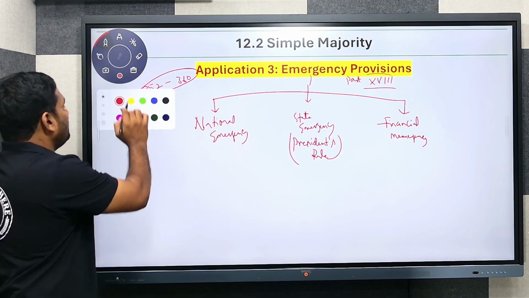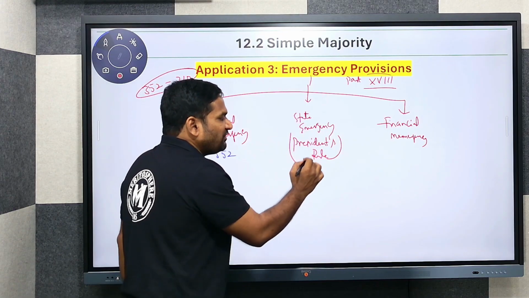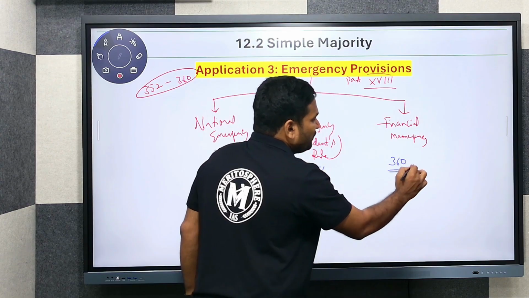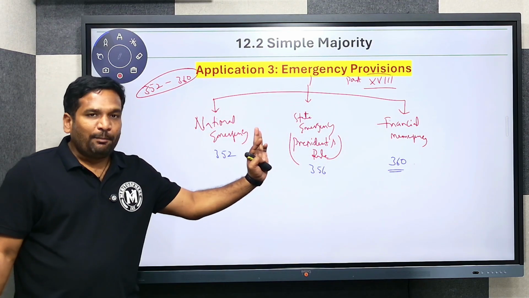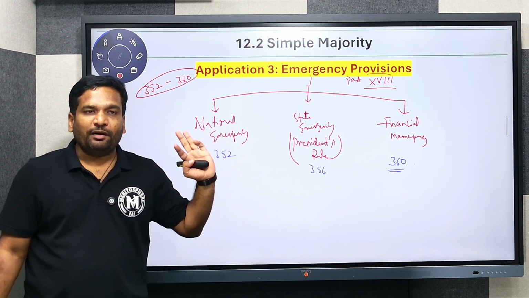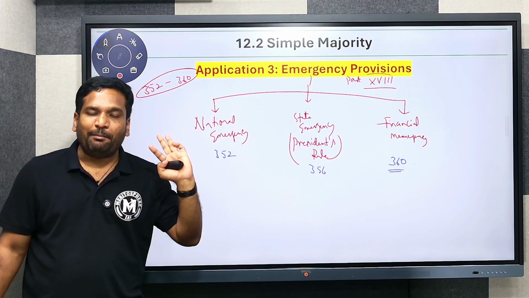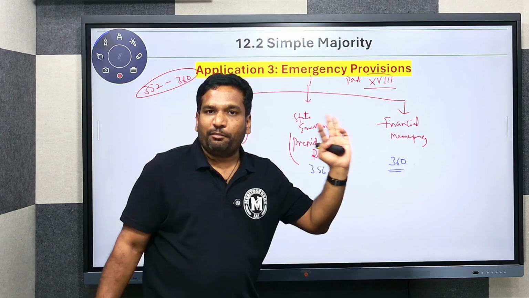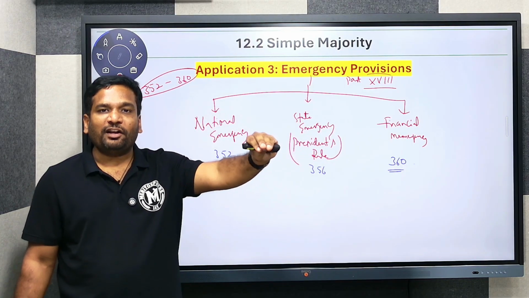National emergency falls under Article 352. State emergency or president rule falls under 356. Financial emergency falls under Article 360. So the simple majority is used for the approval of state emergency and financial emergency. Emergency provisions are under the ambit of the executive, and the President of India proclaims these kinds of emergencies. So it is the apparatus of the executive.